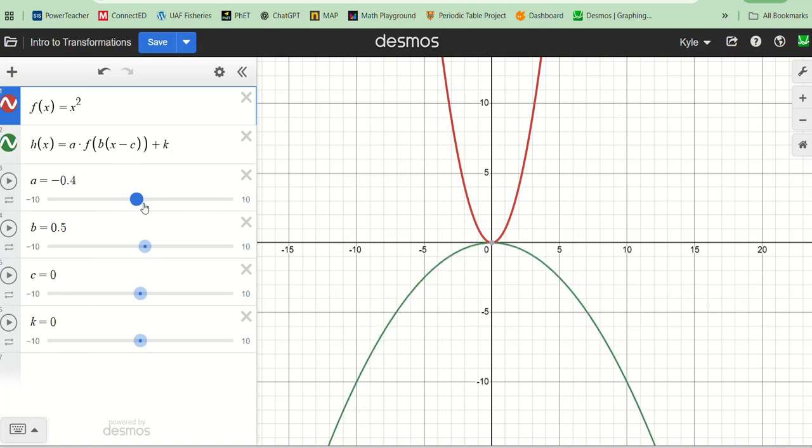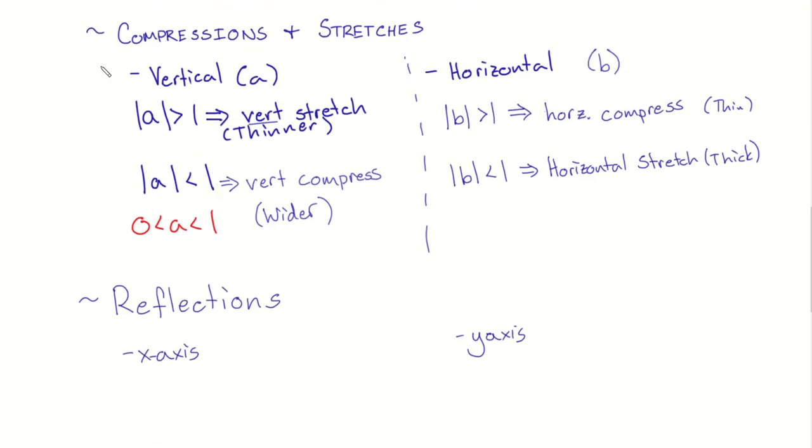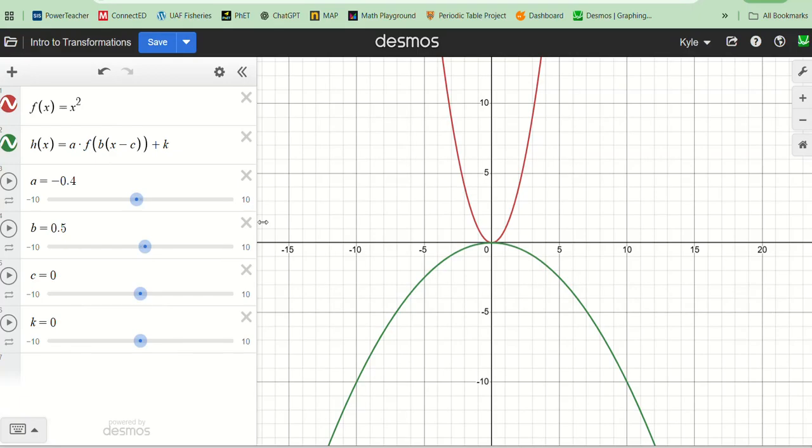Now, here's why we've used the absolute value stuff. If I pick negative 0.4, look at your sheets on your notes. If A is between 0 and 1, its absolute value, should that make it wider or thinner? Check your notes. A between 0 and 1. What did we just conclude about that a second ago? Wider. Hey, it should be wider. Is this wider than the original one, the red one that we started at? Yeah. Okay, so it still works whether we reflect it or not.